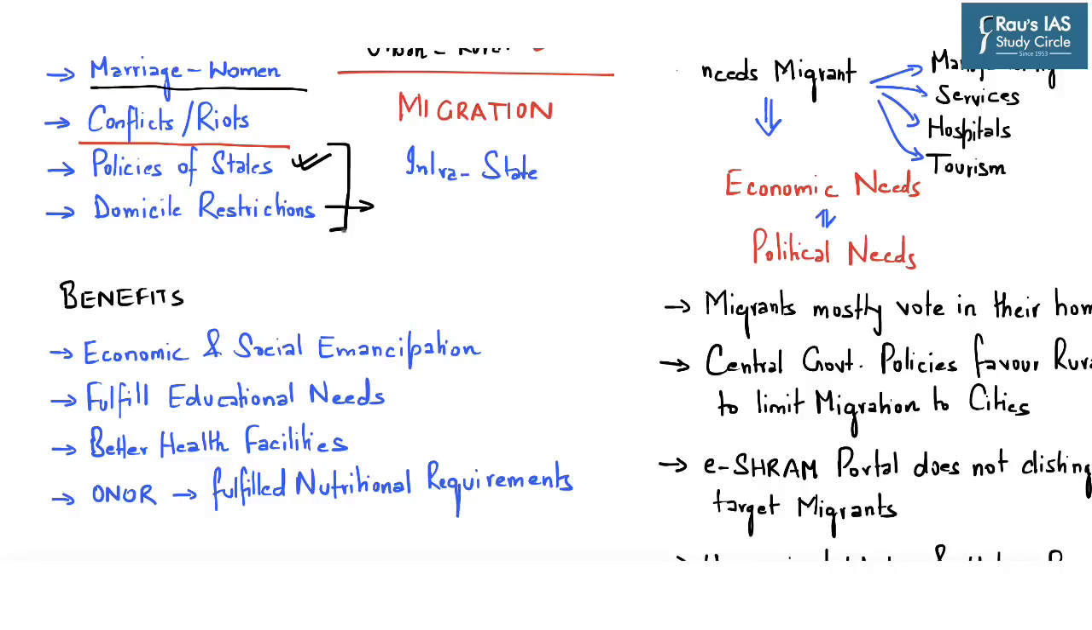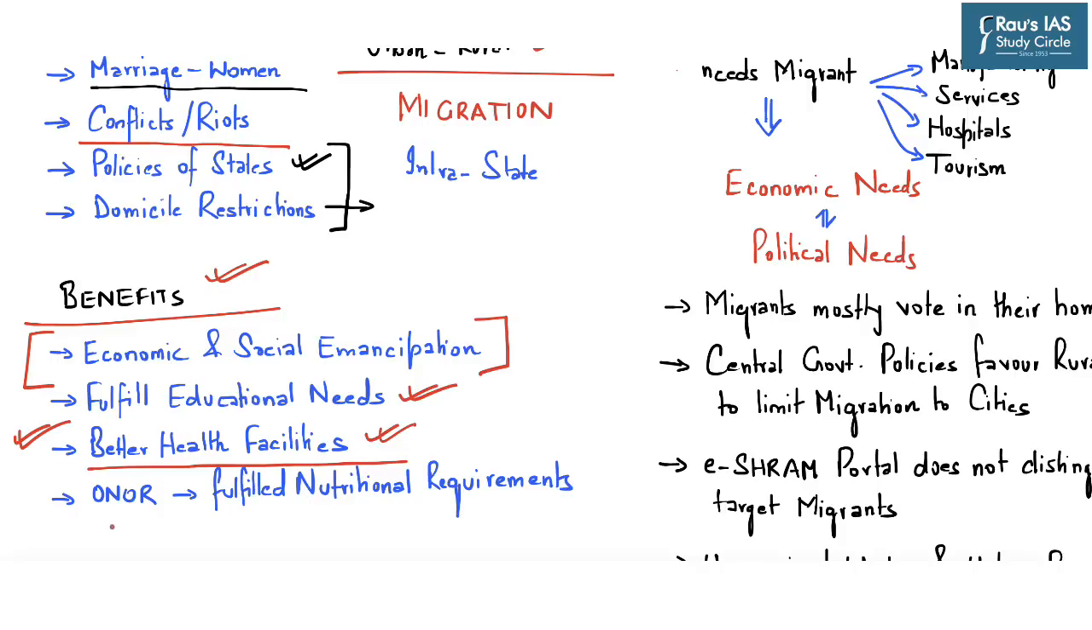Now, despite the constraints which are faced by the families of migrants, definitely there are certain benefits for them also. And these benefits include economic and social emancipation as they get employment opportunities mostly in the urban areas. It fulfills the educational needs of their children. Migration to an urban area or to a mega city also provides better health facilities which are provided by that particular state. And also the scheme of One Nation, One Ration card has fulfilled nutritional requirements as the ration card is now portable across states. So these can be said to be some of the benefits with respect to migration.